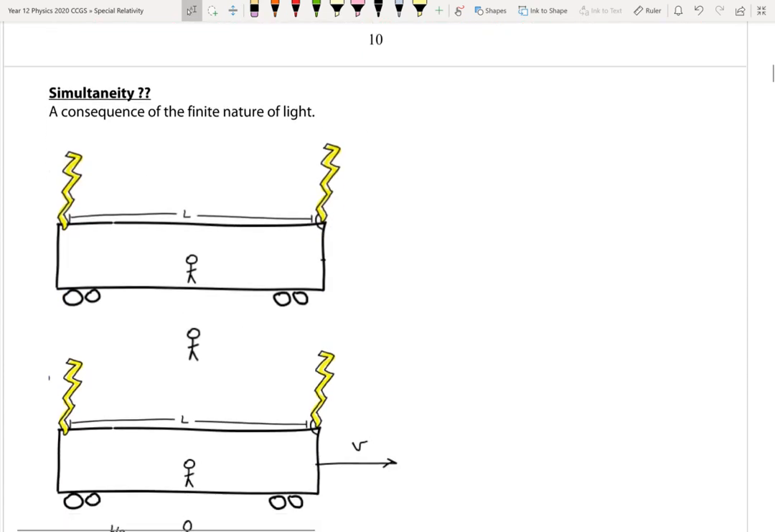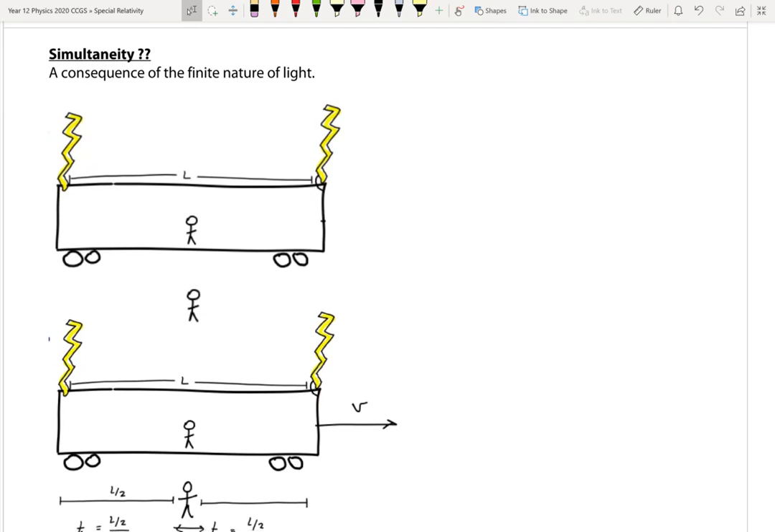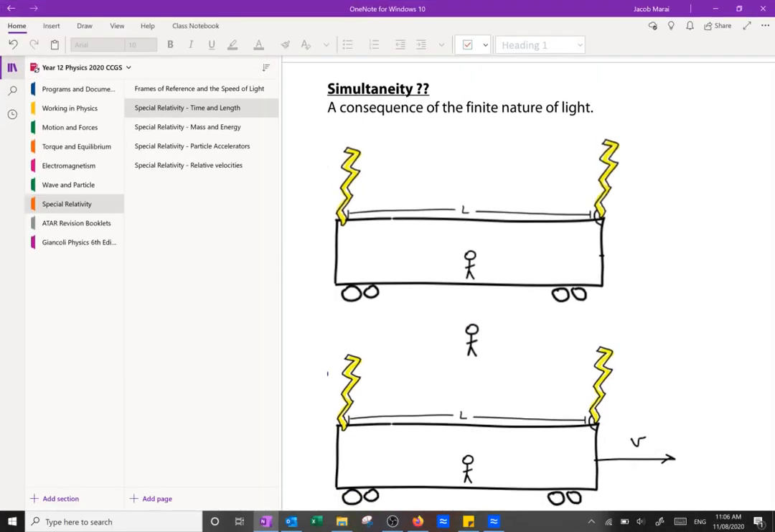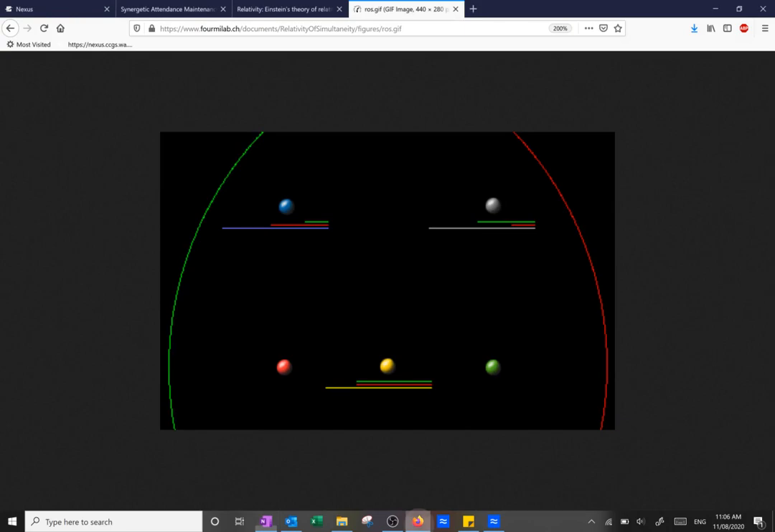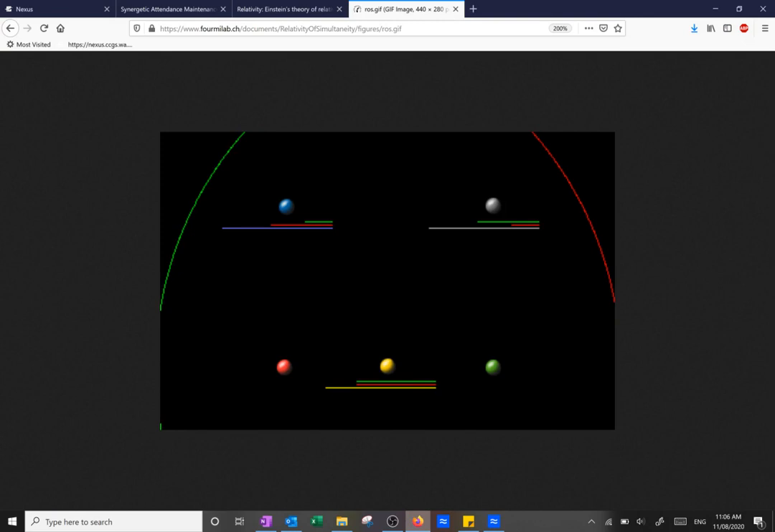Now, an interesting thing occurs. Due to the finite nature of light, the invariance of light, it is the speed of light for all observers, we get this issue of simultaneity, or at least simultaneity does not exist. I just want to show you this animation. It's a very slowly moving animation. We'll wait for it to load up. Here we have, come on, why have you frozen?